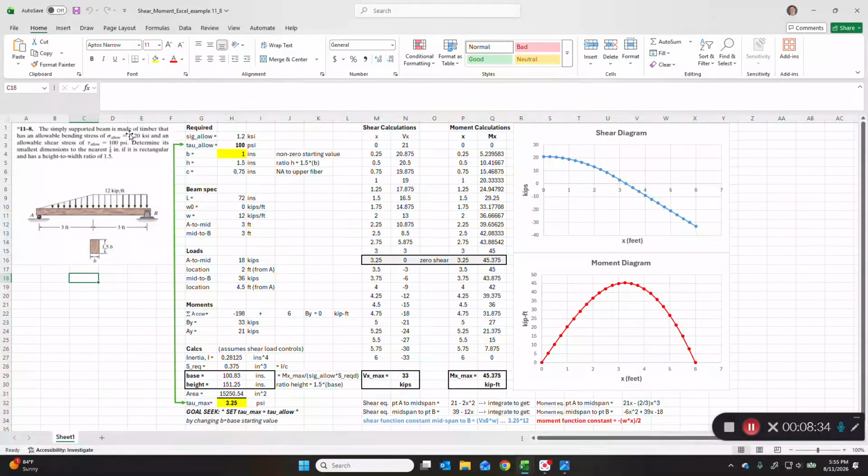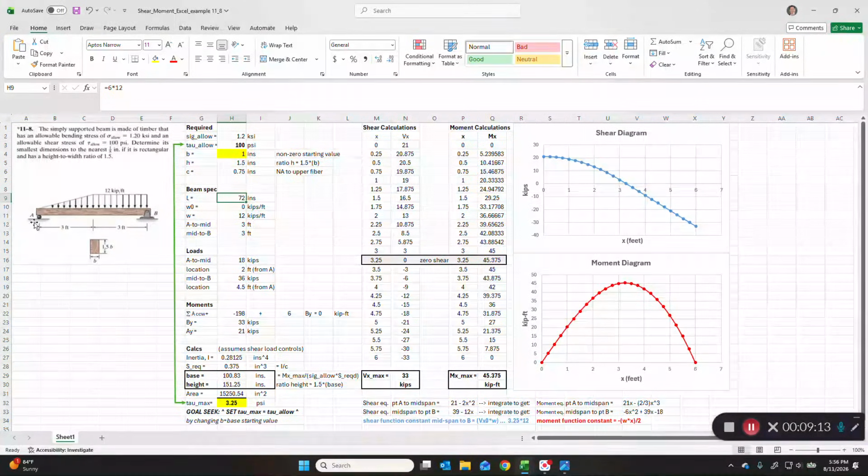Okay, so then we're given sigma allowable, tau allowable. Once again, we're going to enter those in. We don't know what B is. We're going to call it 1. H is then specified as 1.5 times the base. So if we called B 2, then we would get a height of 3, but we're calling it 1. What's the distance from the neutral axis to the upper fiber? It's 1.5 B over 2. So 1.5 B over 2 is going to get us to 0.75. That's based on B being 1, H is 1.5 times B.